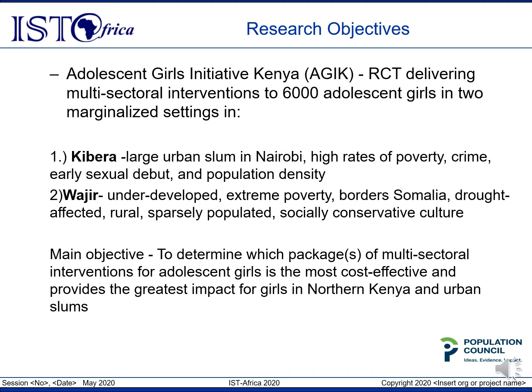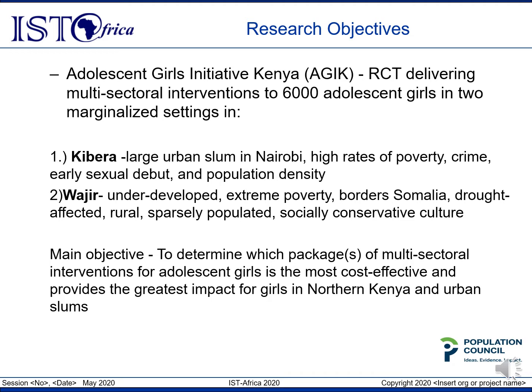I am going to discuss how we use different technology to improve the quality and accountability of a conditional cash transfer program in one of our programs called the Adolescent Girls Initiative Kenya. And this was a randomized control trial delivering multi-sectoral interventions to about 6,000 adolescent girls in two marginalized settings in Kenya. One of the settings was Kibera, which is a large urban slum in Nairobi that is characterized by high rates of poverty, crime, early sexual debut, and high population density.